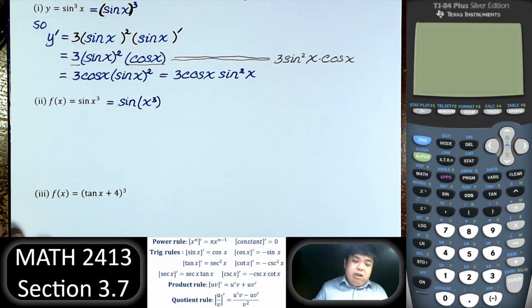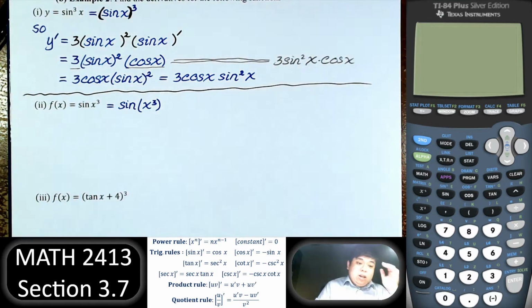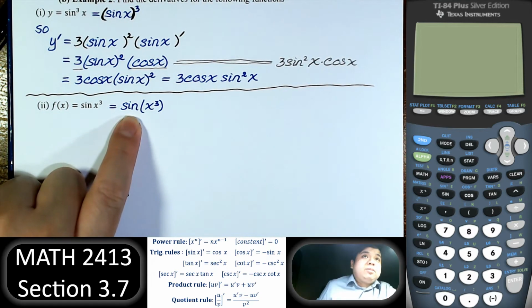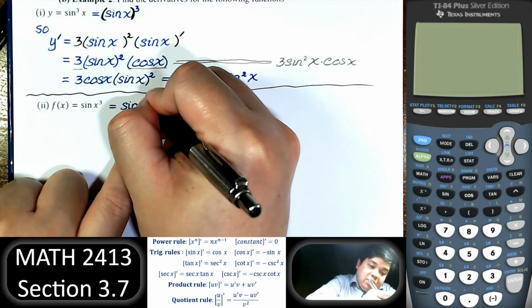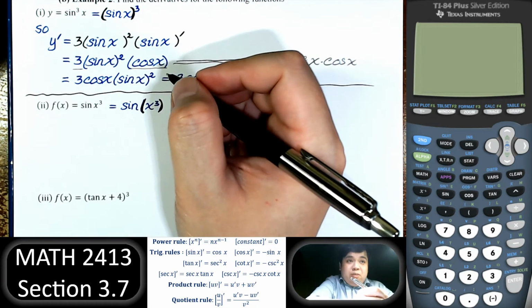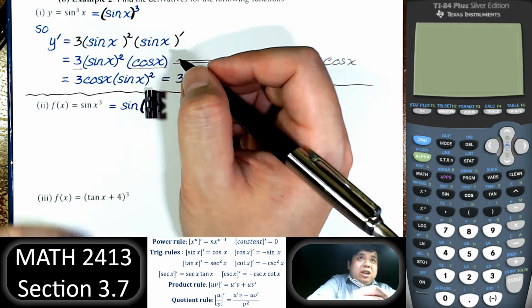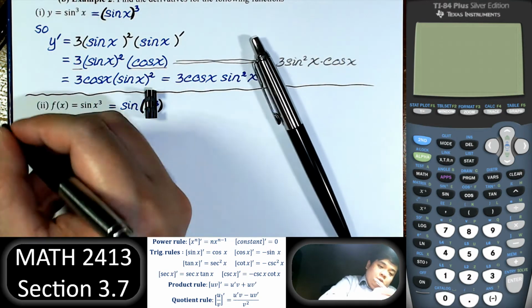The next one is different. The next one is when we have sine and the parentheses is around the x cubed. It doesn't matter though. For the derivative of something with the parentheses, assume the parentheses is a variable. We take the derivative.